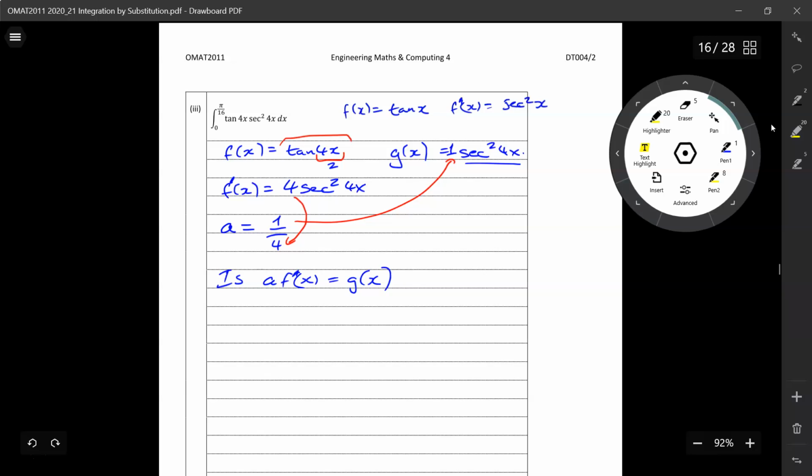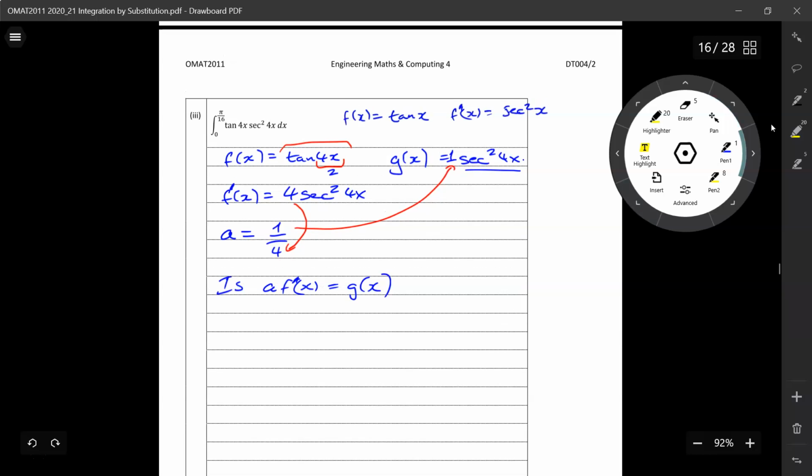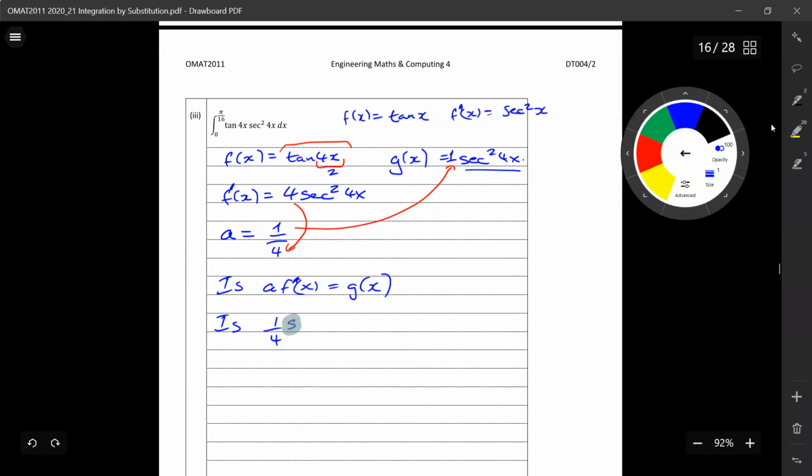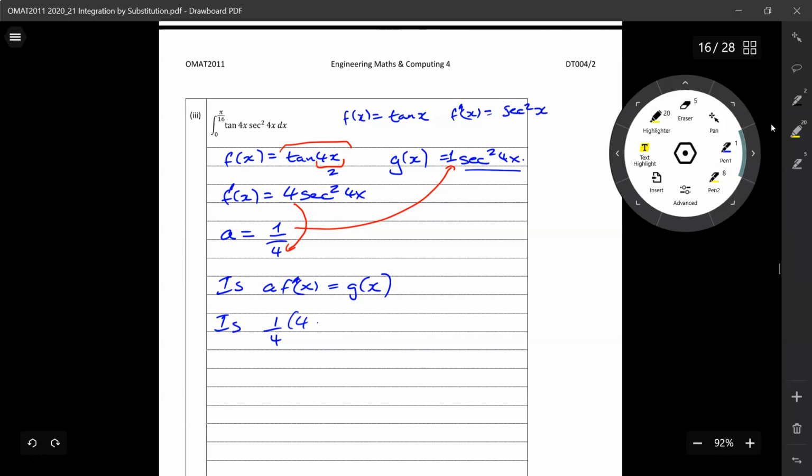And so if we test that out, 1/4 times the first derivative, which is 4 times sec squared 4x, is equal to g at x, sec squared 4x, and you can see that that condition is true. Yes, it is, because a quarter times 4 gives you 1. So the condition is true, so that means we can go ahead and use our rule.